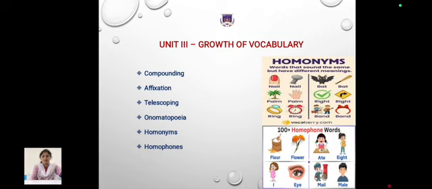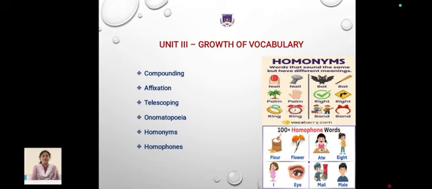For example, the first one is compounding. Compounding is very simple to understand. We are joining two words and creating a new word, that is compounding. For example, we can say gate. It is a noun. Keeper is also a noun. So gate plus keeper is equal to gatekeeper. So we are joining two different or the same parts of speech and creating a new word, that is compounding.